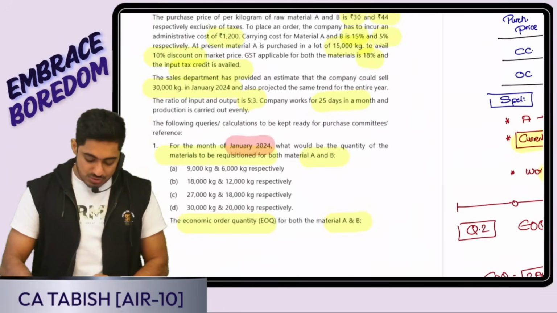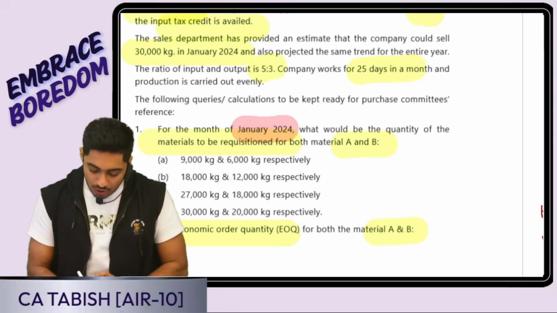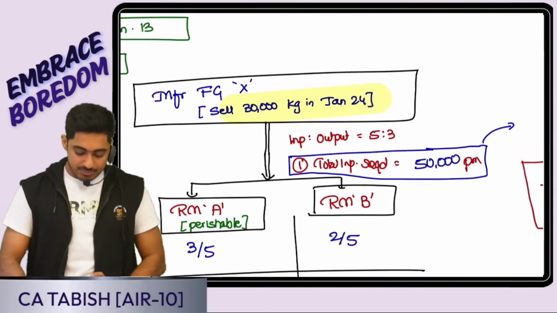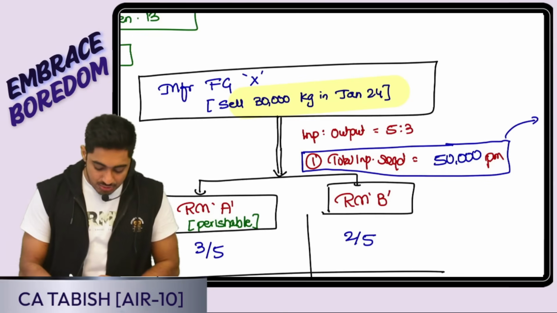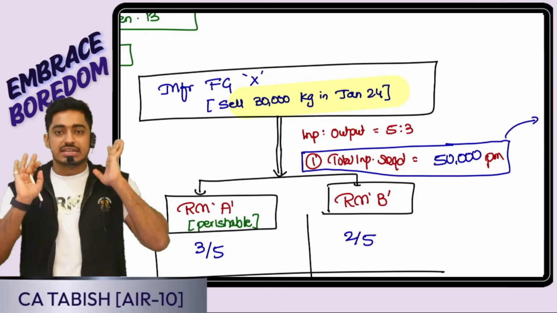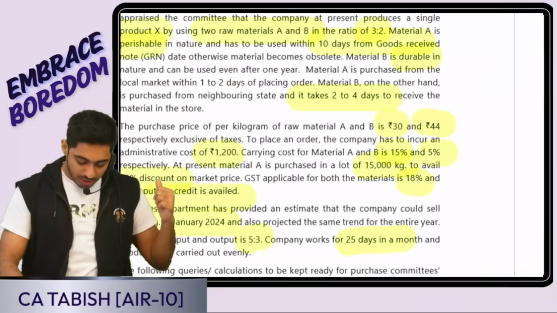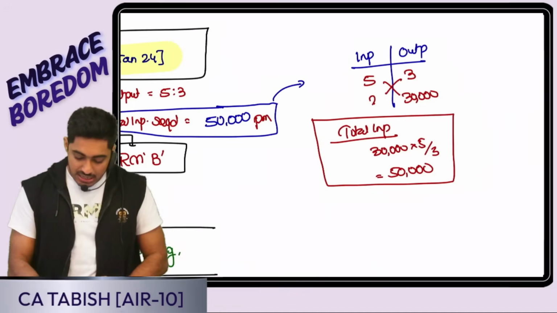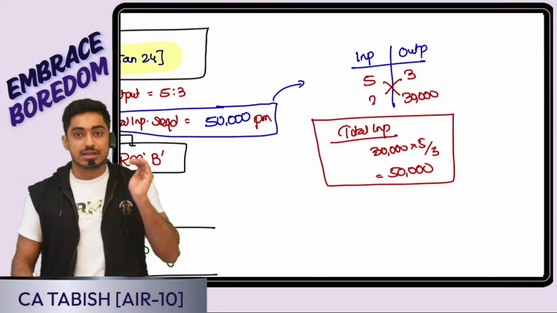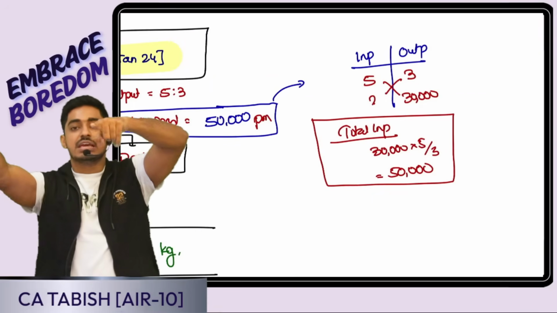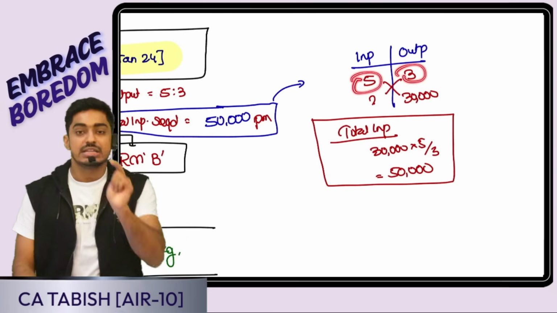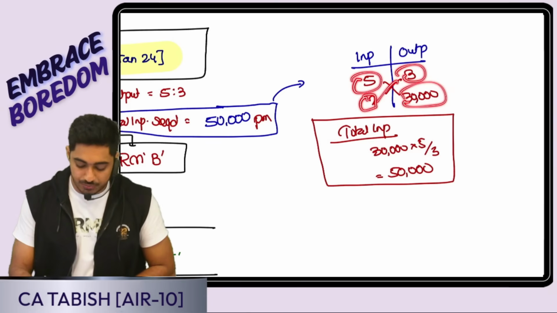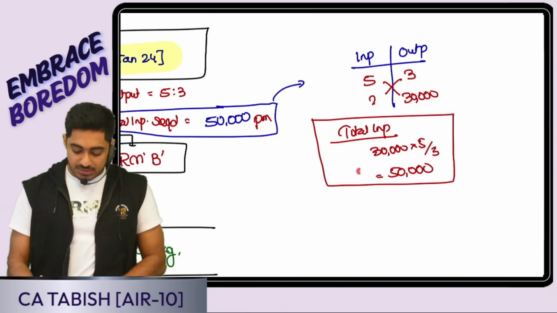Now, using that, what is the first question? Total how much quantity of A and B do I want? In the month of January, how many units of X am I producing and selling? 30,000 units. The input to output ratio is 5:3. That means if I put in 5 input, I will only get 3 output. How much output do I want? 30,000. So how much input should I put? Cross multiplication: 30,000 into 5/3, which is 50,000.